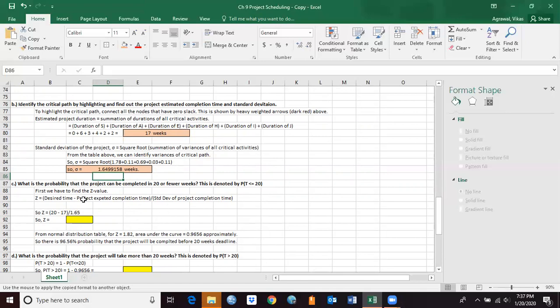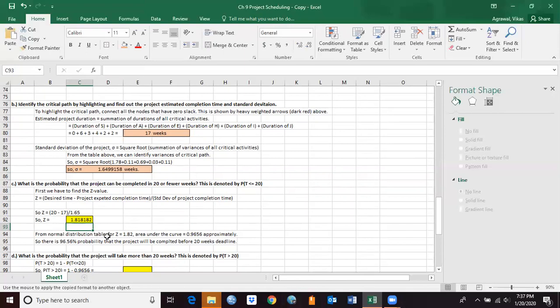So let's find the value of Z here, which is given by the desired time minus the expected project completion time, the whole divided by the standard deviation of the project completion time. So the desired time is 20 weeks minus 17, our expected time, the whole divided by 1.65, which is the standard deviation that we got. So 20 minus 17, whole divided by 1.65. That's going to give us a Z value of 1.818, or 1.82 roughly.